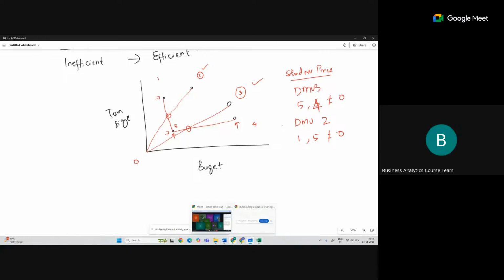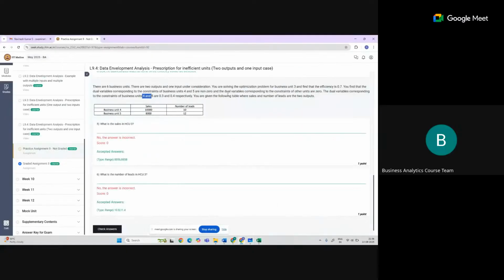Similarly, here, this DMU3 is inefficient, and for this DMU3, DMU4 and 5 are reference units. That's why the shadow prices, or the dual variables, of these two are non-zero. There are 6 business units, right? For all the others, the dual variables will be equal to 0. Only for these two, it is non-zero. Okay.